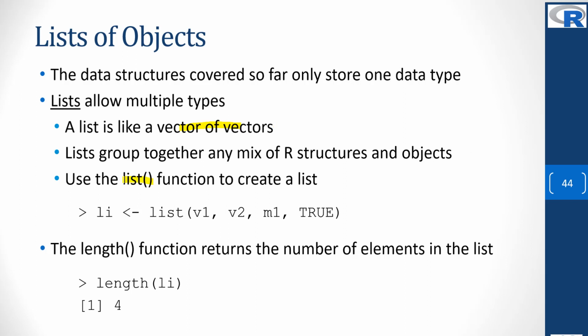We use the list function to create a list. In this example, we've got vectors v1, v2, m1. We're not really concerned about the types they contain. Now, if we run this and get this li variable as a result of the function, we have 4 elements. Even though these vectors might contain multiple elements themselves, the list at this level does not dig down into that aspect of the data. It just looks at the number of elements as a whole that were added to the list.